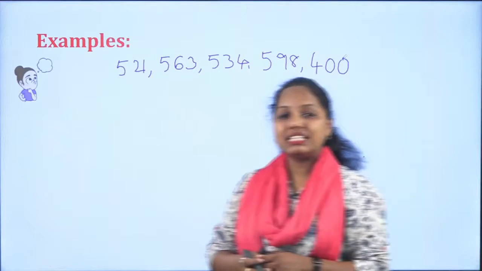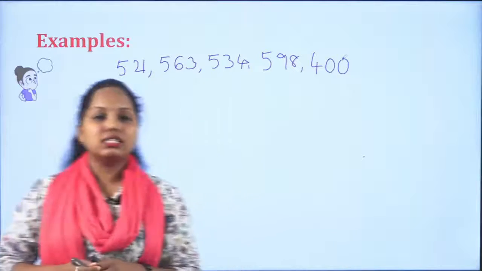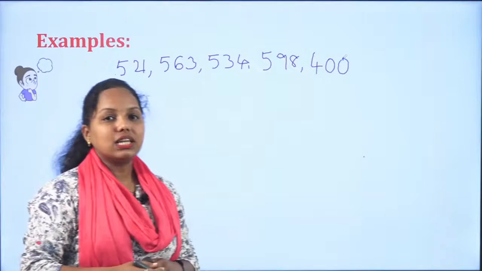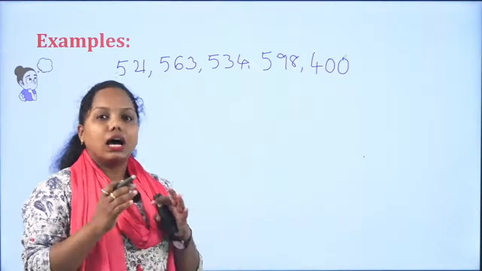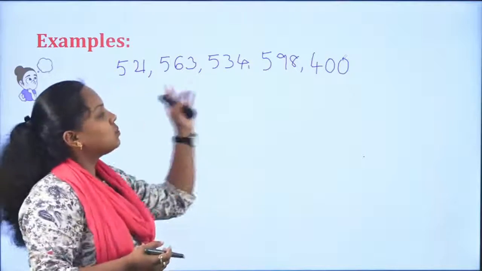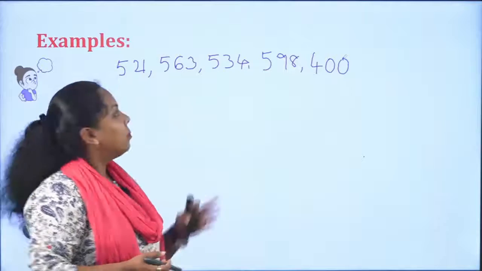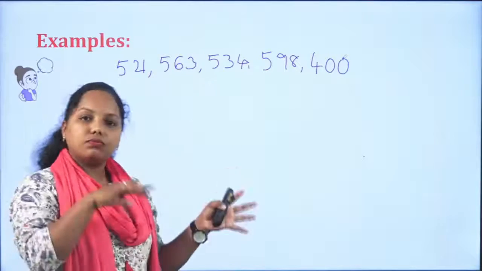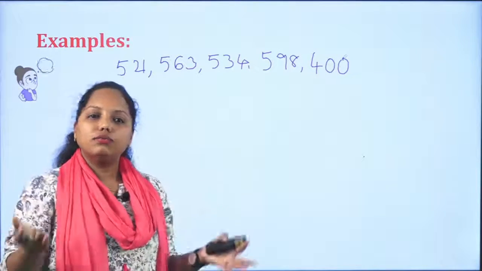You have to arrange this in ascending and descending order. How do you arrange in ascending and descending order? Arranging ascending means smaller to bigger. Which is the smaller number among these? Ma'am, there are so many numbers. There are 5s also, there are 6 also, there are 4 also.